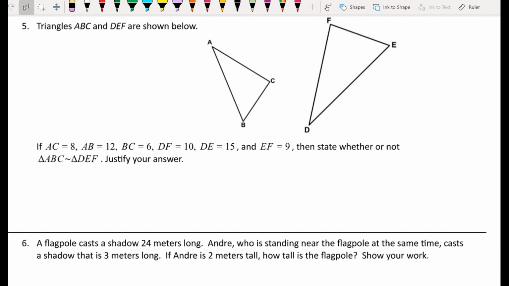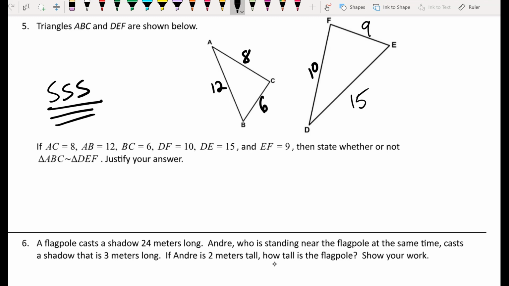For number 5, triangles ABC and DEF are shown below. If AC equals 8, AB equals 12, BC equals 6, DF equals 10, DE equals 15, and EF equals 9, state whether or not the two triangles are similar. Well, I'm given all three side lengths, so I'm going to check to see if all three sides are in proportion. So let me check this out here.